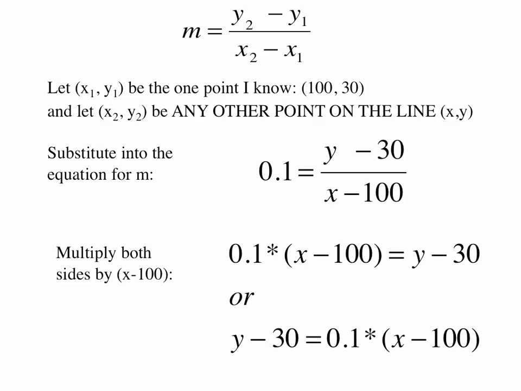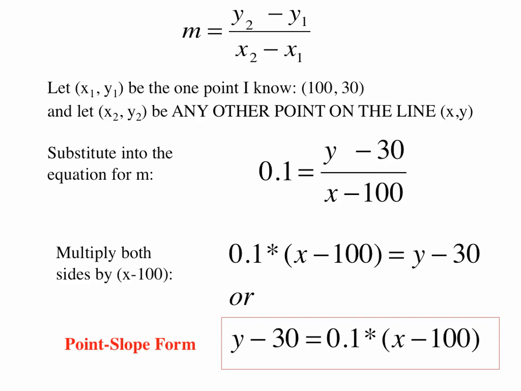Remember, if you look at this equation sort of facing the other direction, y minus 30 equals 0.1 times x minus 100. This is point-slope form. Point-slope form of a line comes from the slope formula. It's just another way of writing or rearranging the same information that we already have. It's important to me that you guys understand that these different ways of writing the equation of a line are all connected, and you can fairly easily get from one to the other.